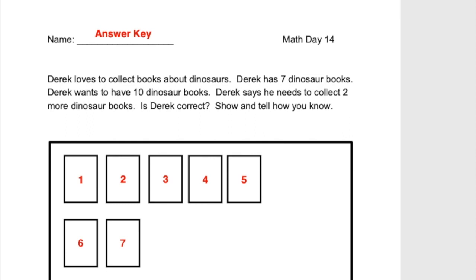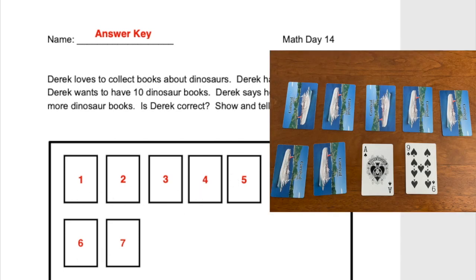Derek loves to collect books about dinosaurs. He has 7 dinosaur books. Well, you can see Miss Hulsart made 7 books just like I had my cards up there. He wants to have 10 dinosaur books. He says he needs to collect 2 more. Well, we put in 1, 2. You'll notice I used a different shape so I can tell the difference between what he started with and what he has. And mine are already numbered, so 5, 6, 7, 8, 9.